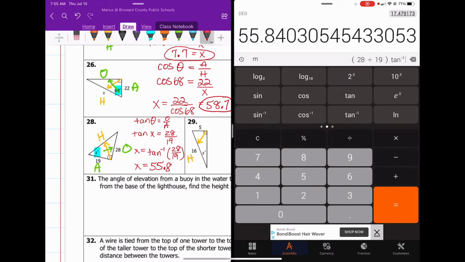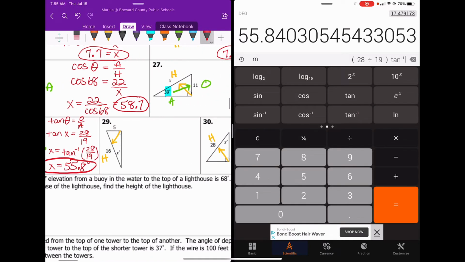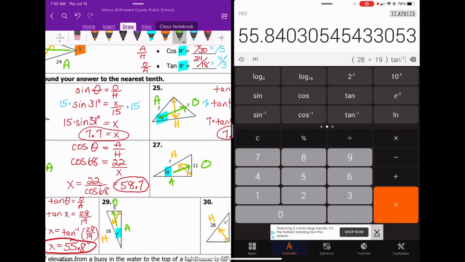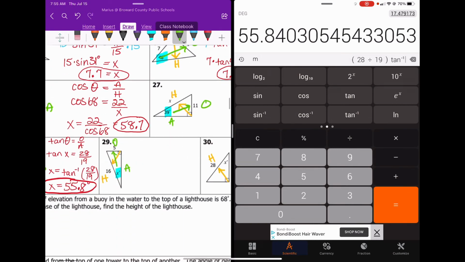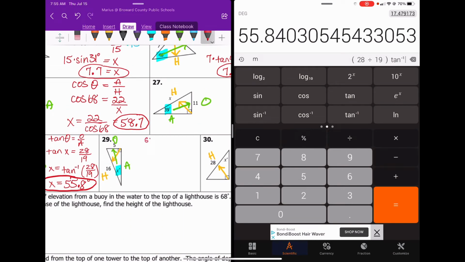55.8. And since x is the degrees, we have to put it as an angle measure. Okay, 55.8 degrees. All right, number 29. Here is our angle. Once again, the angle is x. Okay, we need to figure out what's opposite. This is opposite, so that makes the blank side adjacent. We're not using adjacent. We're only using opposite and hypotenuse for 29. So which one uses opposite and hypotenuse? That would be sine. So sine of theta is equal to opposite over hypotenuse.